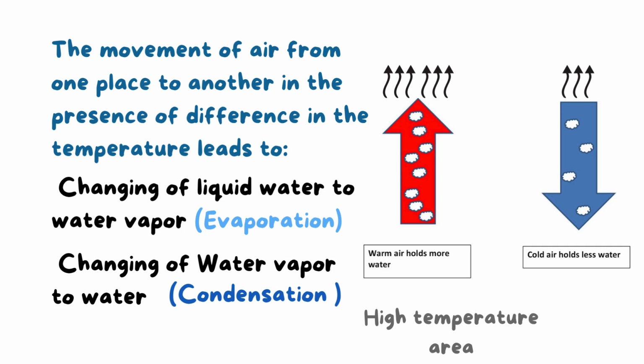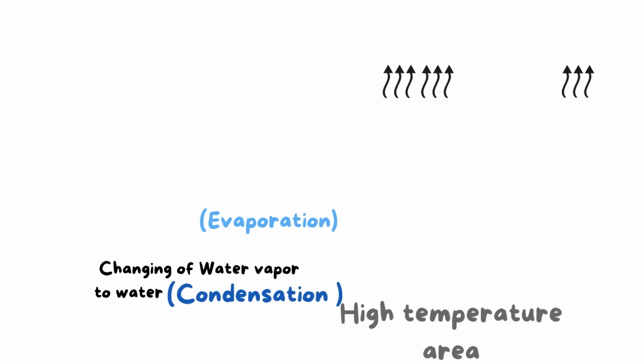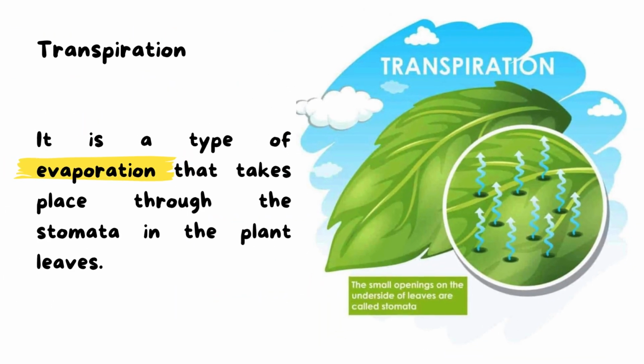Now we have a process that is evaporation but in the plant leaves. This is called transpiration.